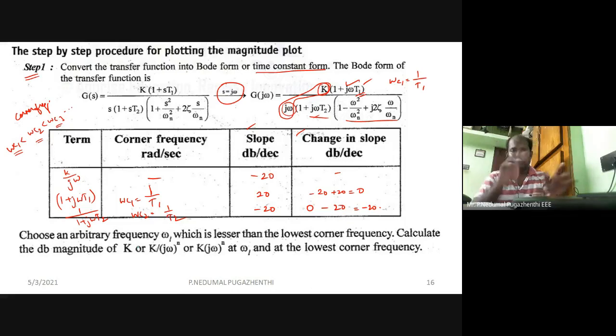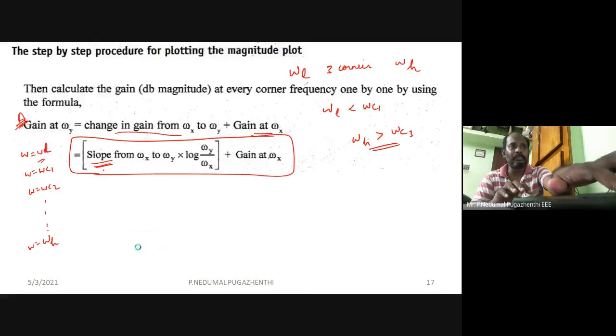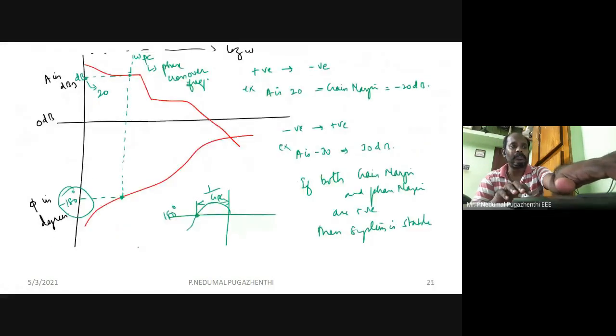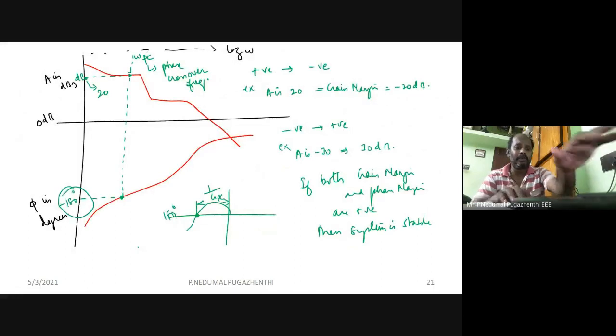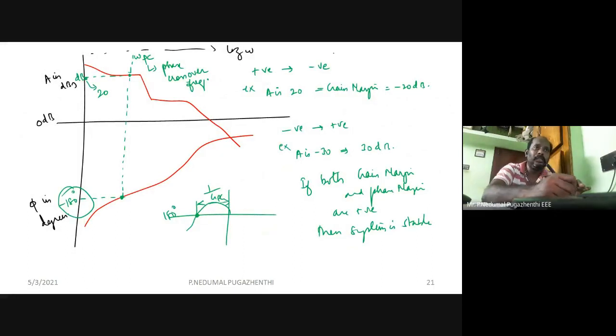So this is how we have discussed every single point involved in it. This is regarding your phase margin and gain margin.